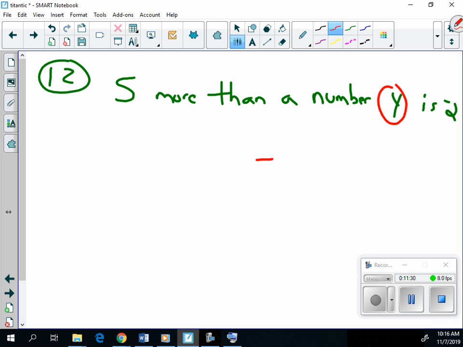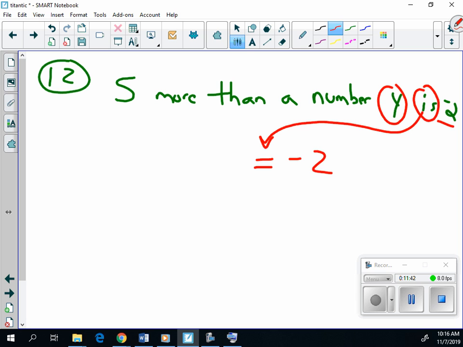Anytime I see the word is, this is important, is an equal sign. This would be a great example to have in your notes as well. And it's saying it is what? Is -2. So I can put -2 over there. I would say when you see a word problem like this and you're confused, what do you know? Well, I know is -2. So that does help me.